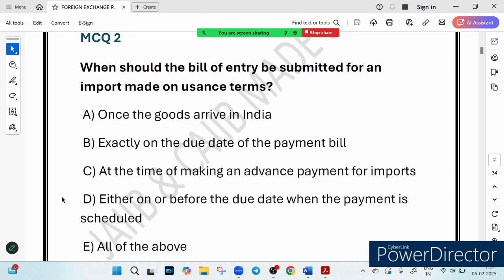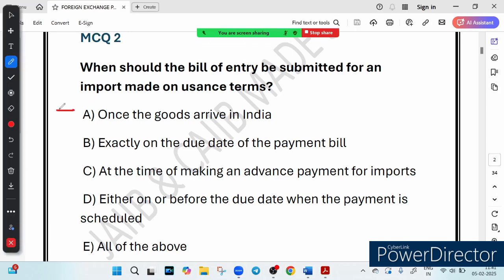So this question is about bill of entry. Option A says that once the goods arrive in India. Option B, exactly on the due date of payment bill. Option C, at the time of making an advance payment for import. Option D, either on or before the due date when the payment is scheduled. Option E, all of the above. So very good question it is. Let's go through the first option.